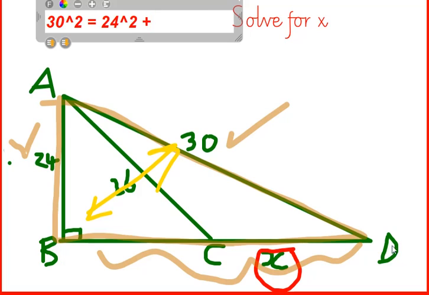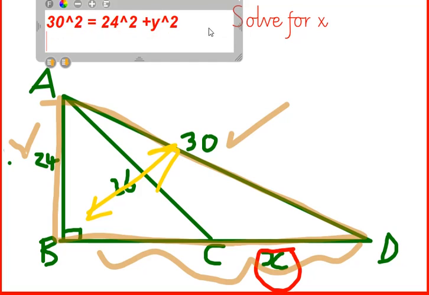So from B to D, we are going to call it y. So plus y squared is equal to 30 squared. And so we are going to solve it and say 30 squared is 900. So let's fill that in. And we know that 24 squared is 576, and you can use your calculator for that, plus y squared.